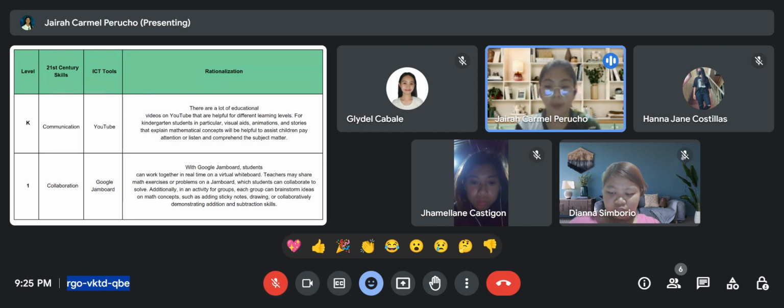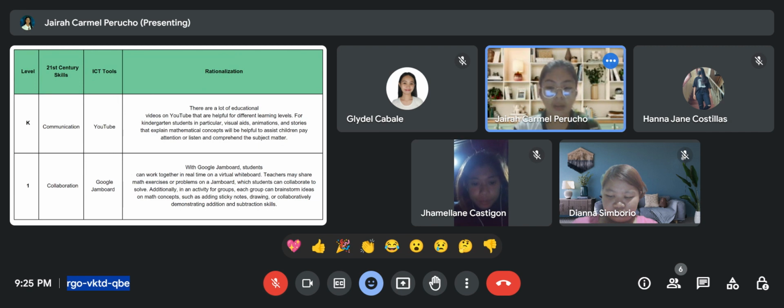Next is grade one. So we choose collaboration here because it is good to teach them in the early stage about socializing. And in the modern world, collaboration is a vital skill. So it is better to prepare for future academic and professional challenges. Then the ICT tool for learning, we chose Jamboard, since we've experienced this in our classes, and it's quite nice.